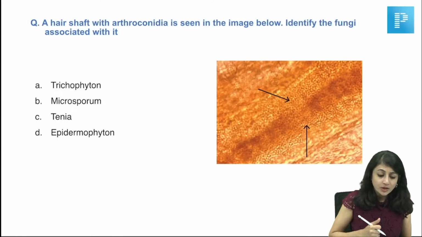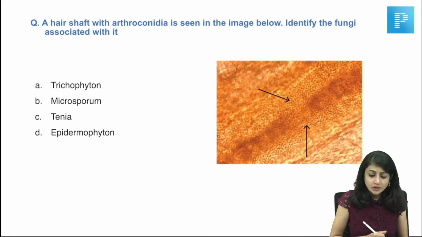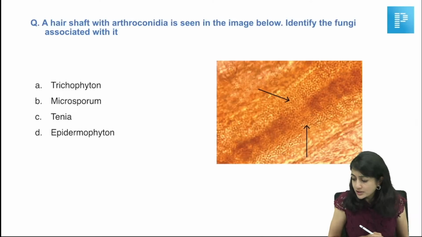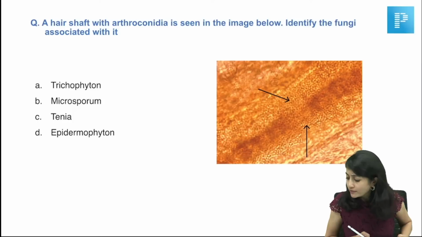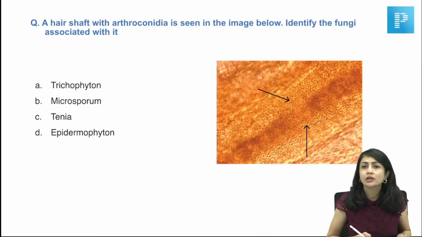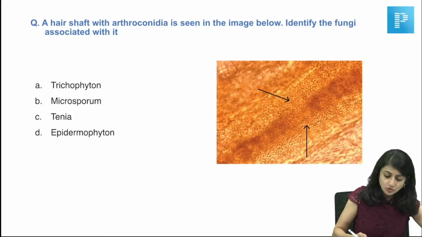It was easy. Okay, then there was a hair shaft with arthroconidia as seen in the image below, and you had to identify the fungus associated with this. So, even if dapsone was there in the option, you would mark systemic isotretinoin.